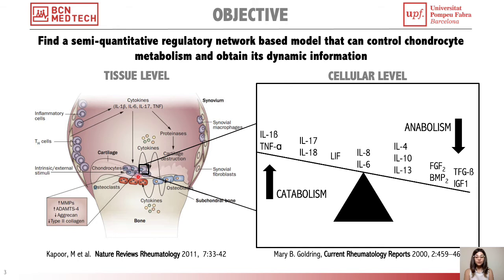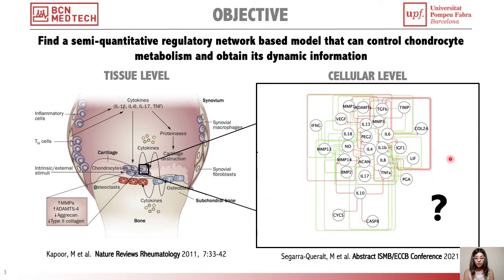Information about inflammatory mediators at tissue level is well known, and also how they affect cell metabolism. But understanding the connections between them is not straightforward information, and that is why the main objective of this work is to find a semi-quantitative regulatory network that can control chondrocyte metabolism by obtaining the dynamical information of it.